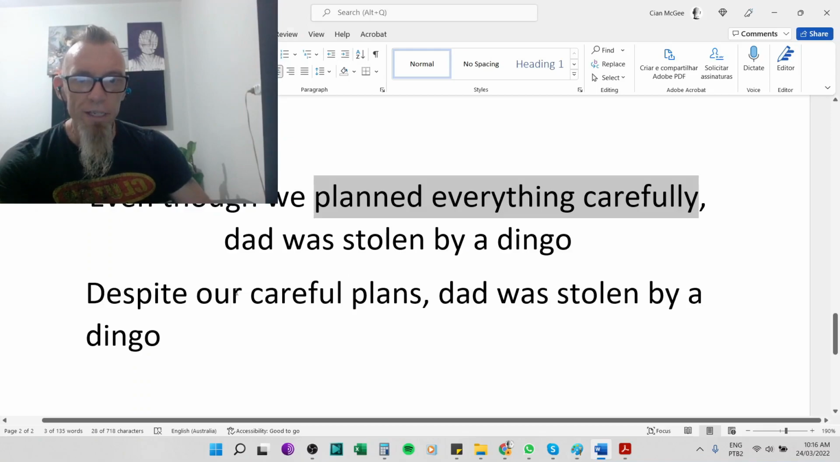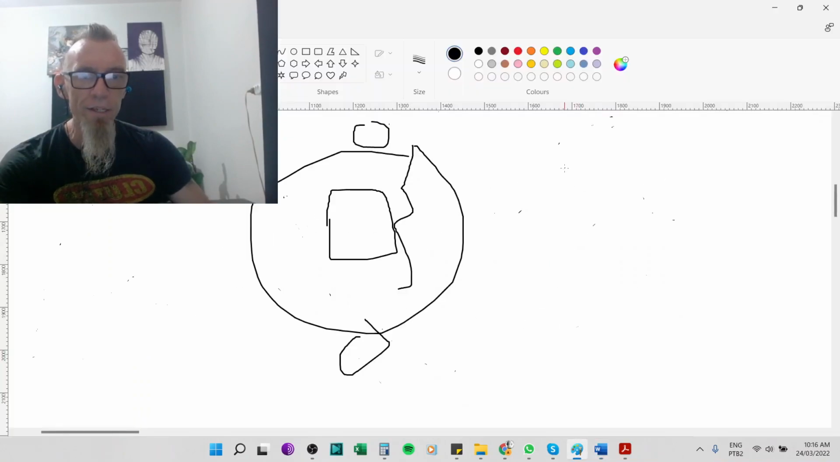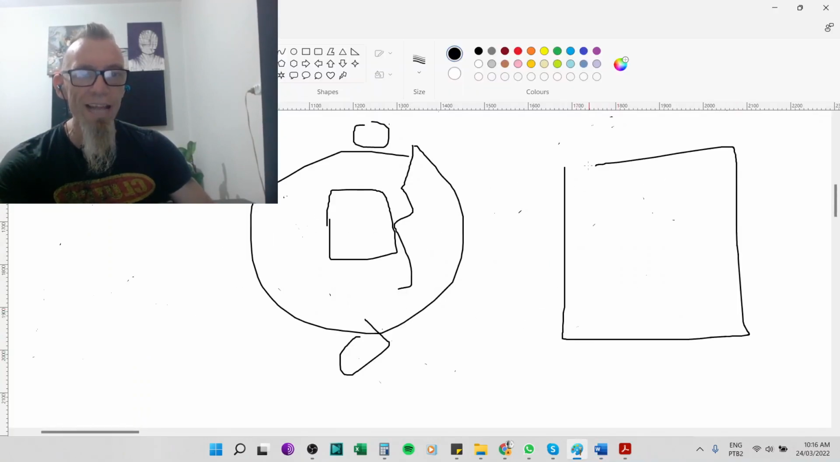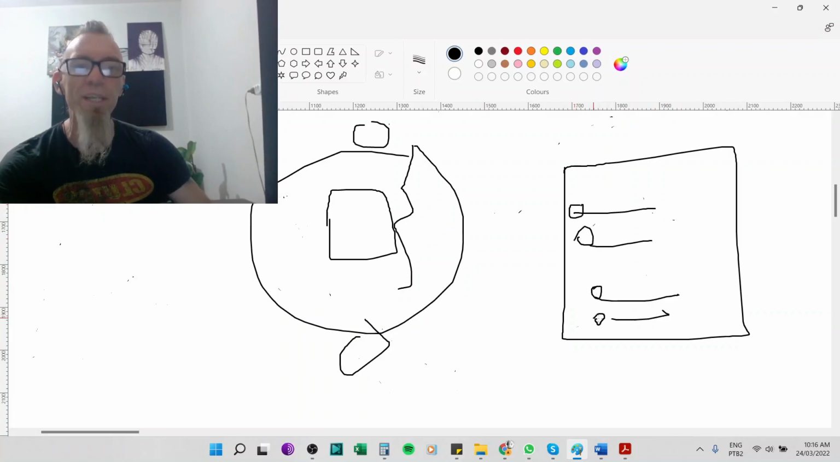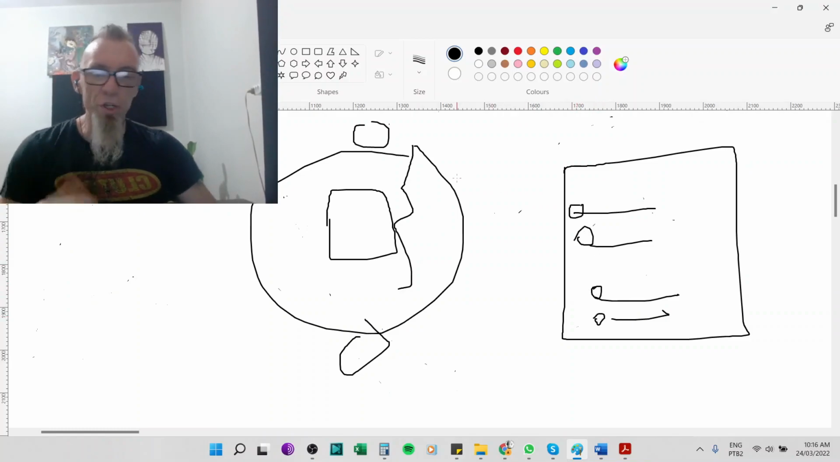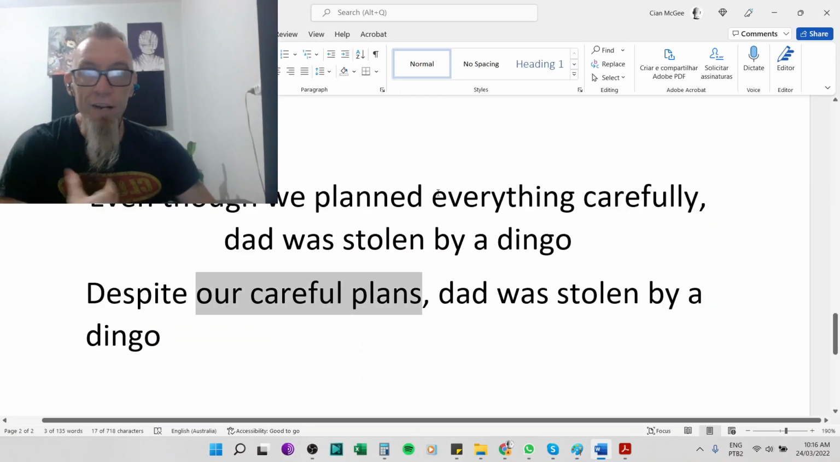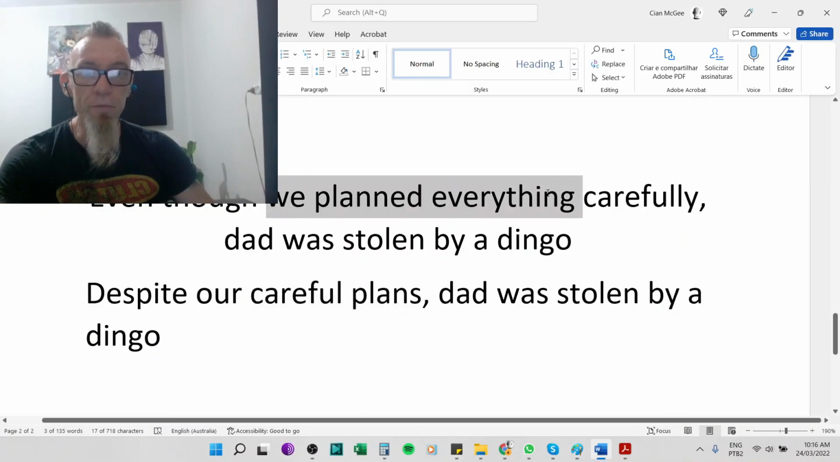The second one, despite our careful plans, here we're looking at the result, the object, the noun. We're looking at the plan. And yeah, this plan is a careful plan. If you follow this plan, all 4 steps, your dad won't get stolen by a dingo. Guess what? Dingo stole my daddy. So which one is better? I don't know about you, but I prefer this one.